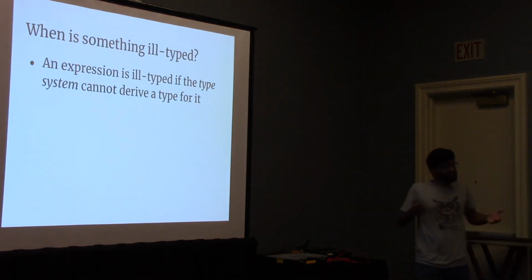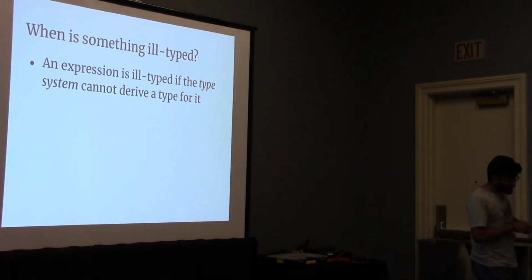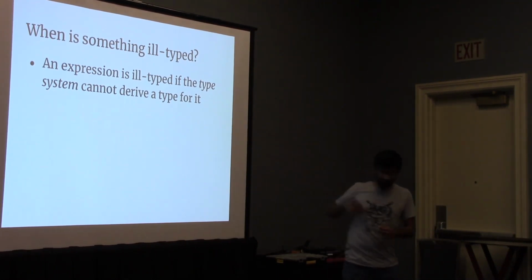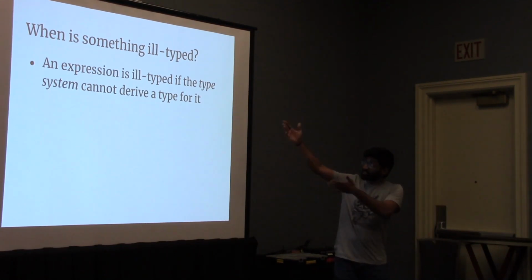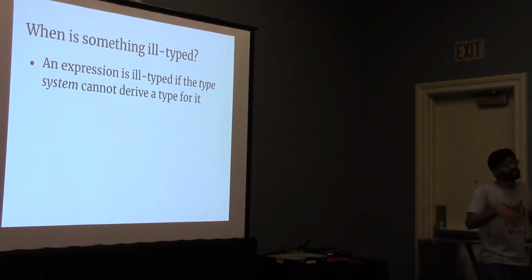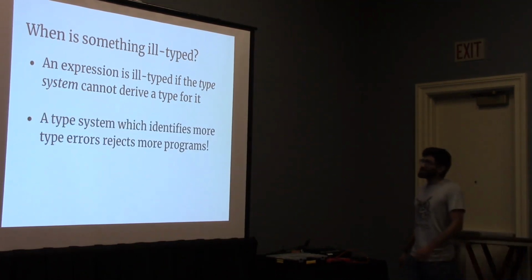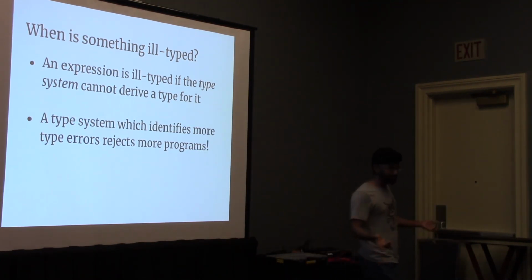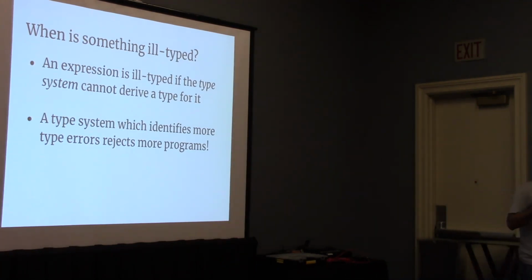But when is something even ill-typed? What does ill-typed even mean? People say it like it's the most obvious thing, right? So here's the definition. An expression is ill-typed if the type system cannot derive a type for it. The most interesting thing about this definition is that the notion of ill-typed depends on the type system, right? So according to the Dialyzer, that was not a type error. That's fine. A consequence of this definition is also that a type system which identifies more type errors is going to reject more programs, right? So that's a cost we might have to understand when we look at type systems.